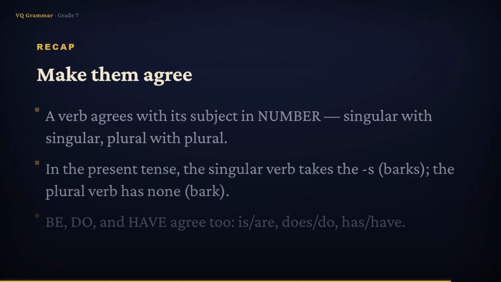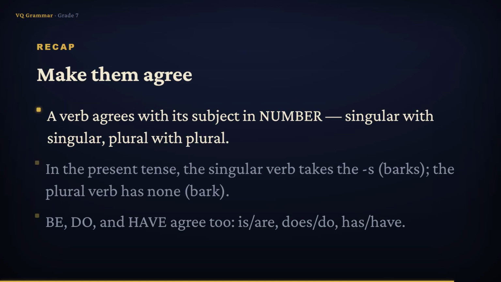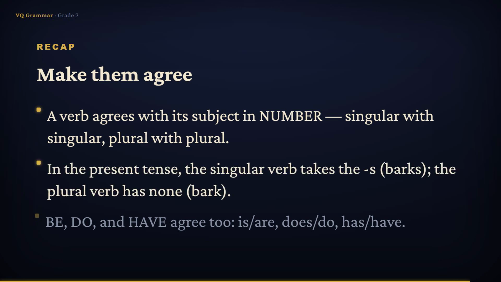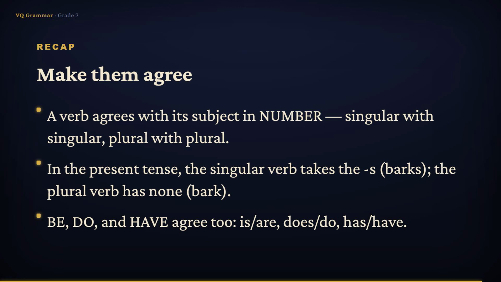Let's gather up what we learned. A verb must agree with its subject in number. A singular subject takes a singular verb, and a plural subject takes a plural verb. In the present tense, watch that S carefully. The singular verb takes the S, like barks, while the plural verb drops it, like bark. It's the opposite of nouns. And the irregular verbs be, do, and have agree too. Is and are, does and do, has and have. Count your subject, then match your verb.